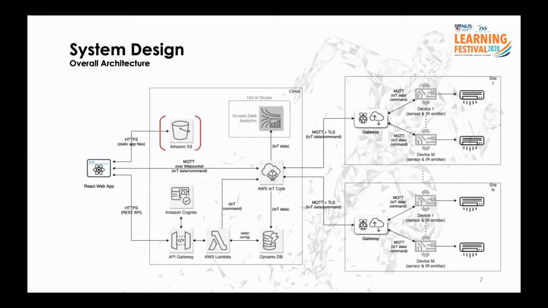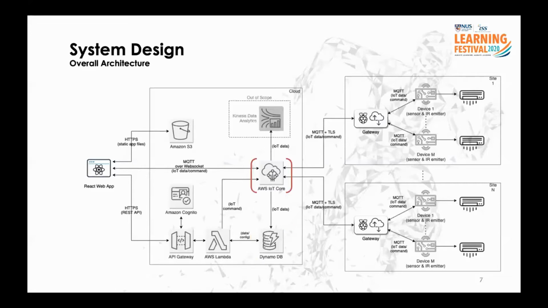An S3 bucket is used to host the front-end application files. The API gateway exposes REST APIs to be consumed by the front end. The Cognito service is responsible for authorizing access to the API gateway. Business logic of the APIs is implemented by the AWS Lambda functions. DynamoDB is used to store the gateway and device configurations, as well as the readings from the devices.